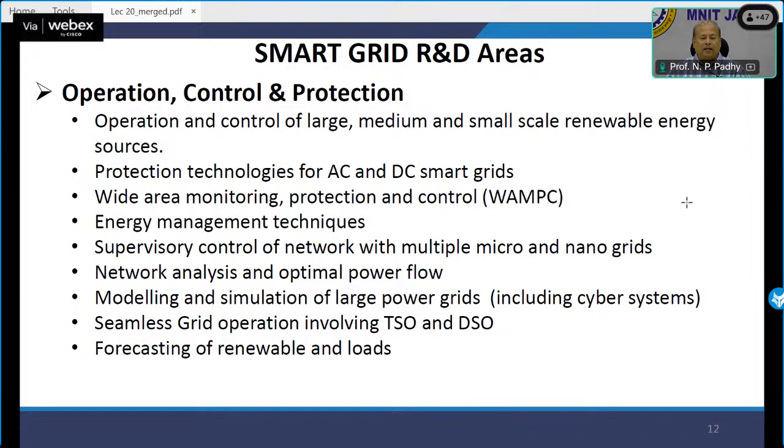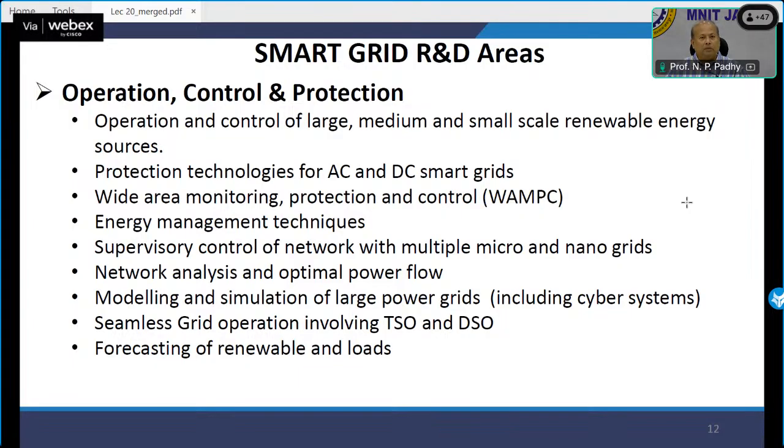So, smart grid R&D areas. Many people ask what areas and topics they must focus on. Operation, control and protection are considered to be important areas. Operation is my field, and control and protection are very important for smart grid.